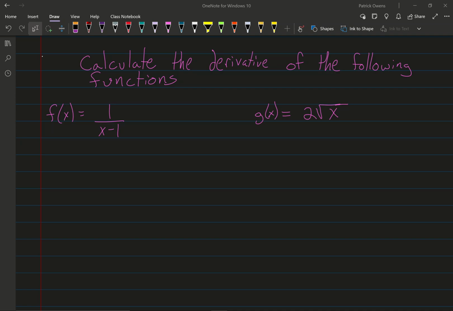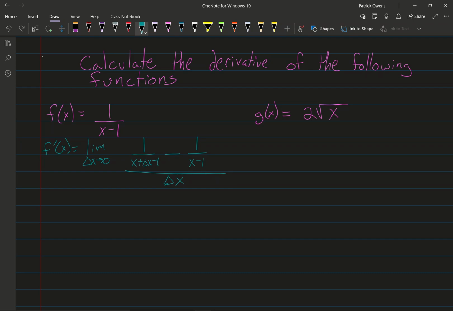F of x is equal to 1 divided by x minus 1. When we are calculating our derivative, the first step looks like all of our other first steps for calculating derivatives. We take our limit as delta x approaches 0 of f of x plus delta x minus f of x, all divided by delta x.